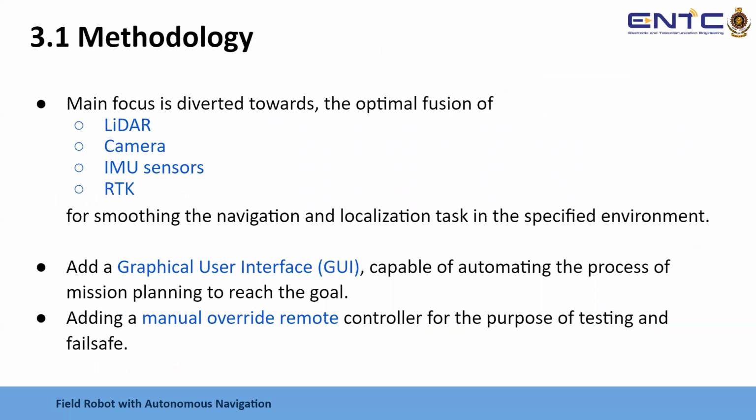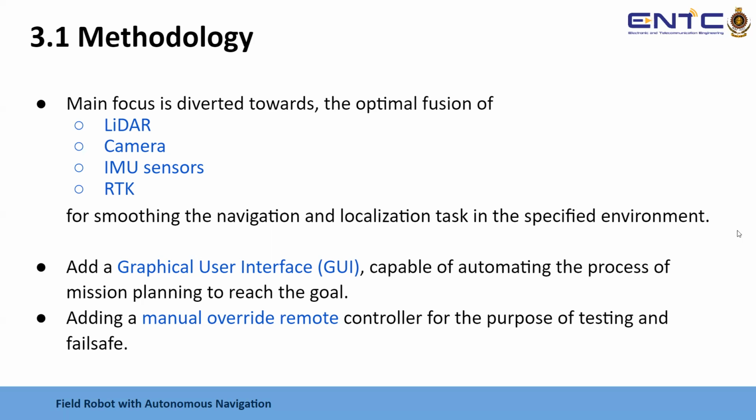Next, please. When it comes to the methodology of our sensor, the robot is about optimal fusion of LiDAR, camera, IMU sensor, and RTK. In LiDAR, we get a 3D point cloud of the surroundings of the robot. In a camera, we get an RGB frame, and from IMU sensors, we get the orientation of the robot. From RTK, we get accurate GPS positions.